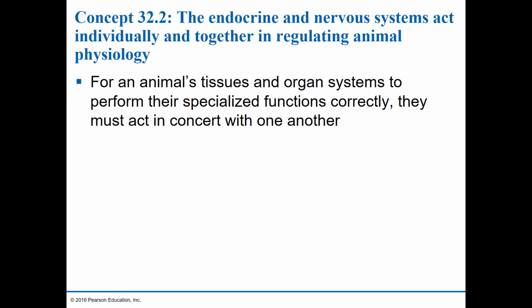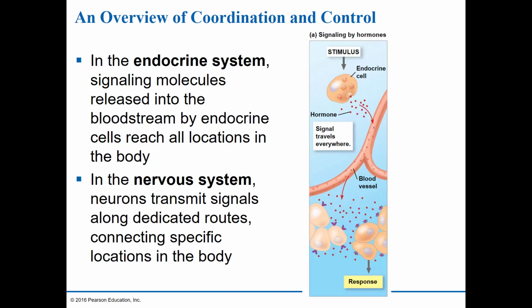So for an animal's tissues and organ systems to perform the way that they should, they have to act in concert with one another, right? They have to act together. And one of the ways that we get that coordination is through the endocrine system and the nervous system. I would absolutely know the difference between the endocrine system and nervous system, but also how they work together.